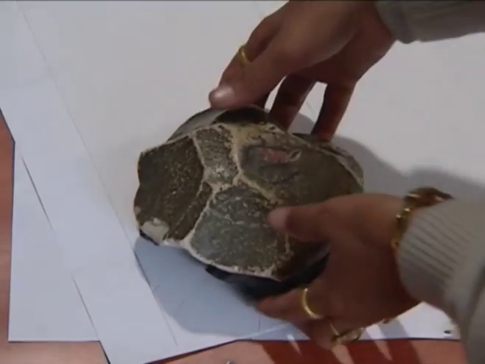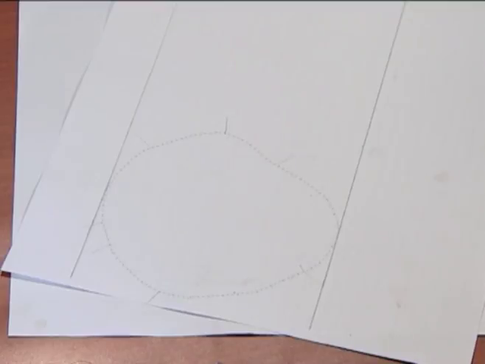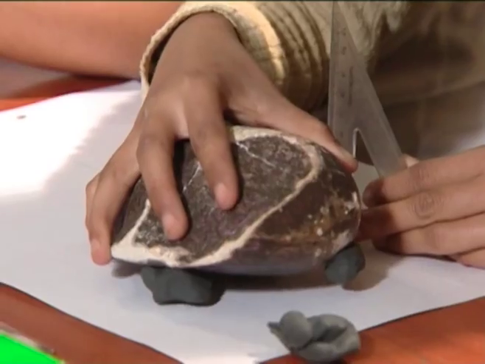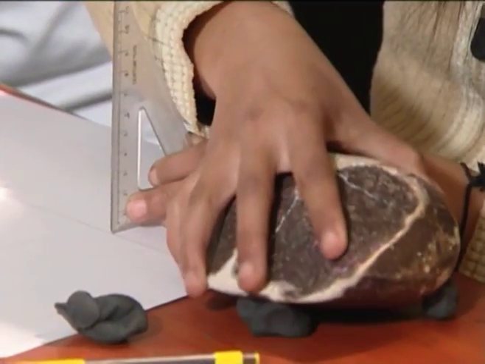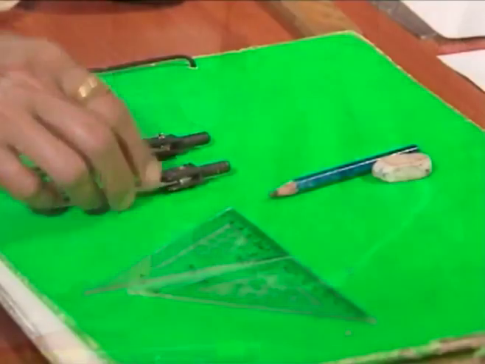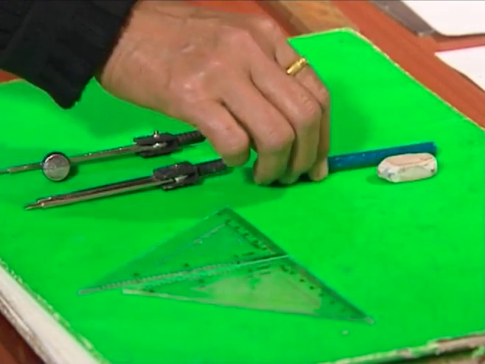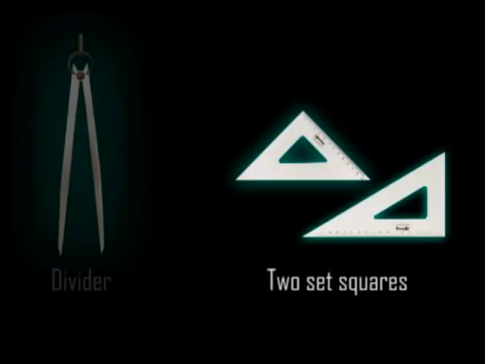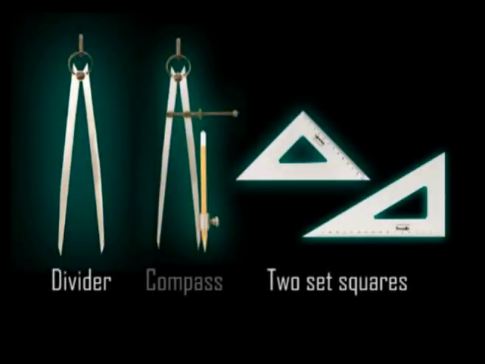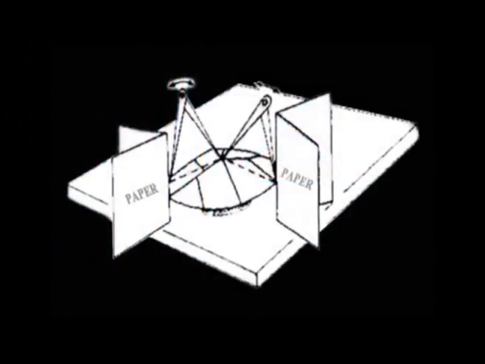The fourth step is to remove the stone artifact from the drawing sheet and place it properly, that is, without moving the position already drawn on the drawing sheet, with the affixed model clay on the drawing table. Thereafter, accurate measurements should be taken by using two set squares and a divider or compass, or two pieces of paper.